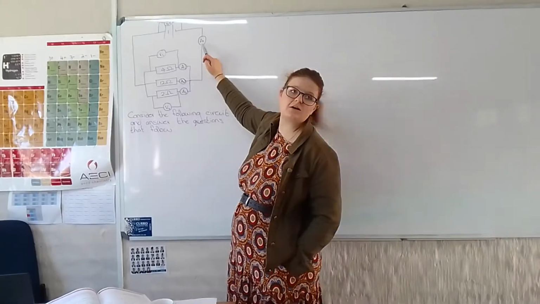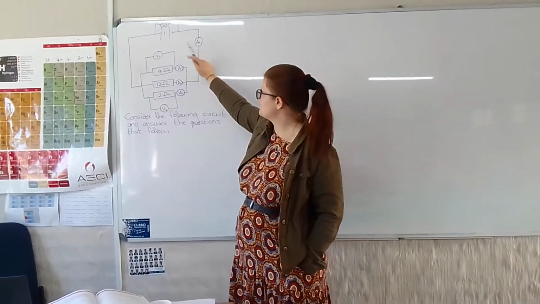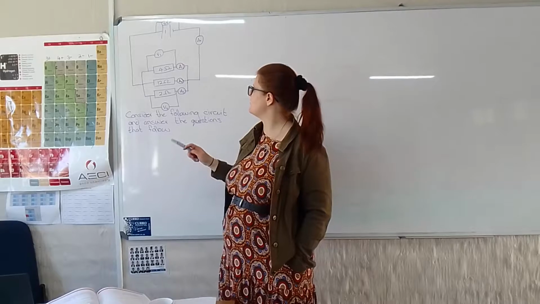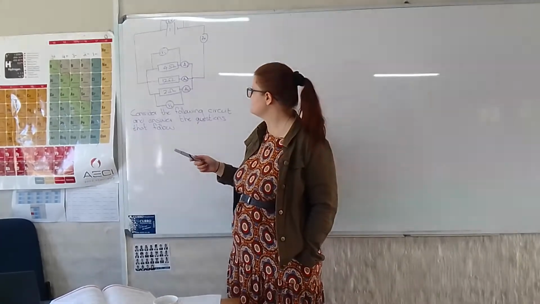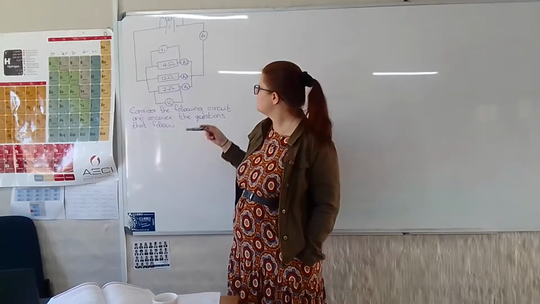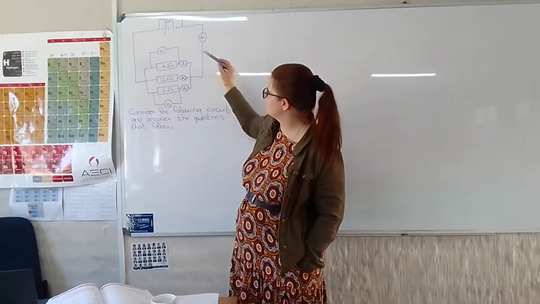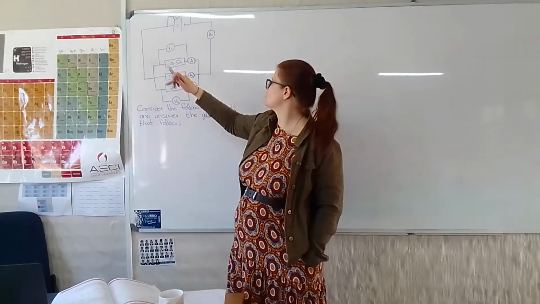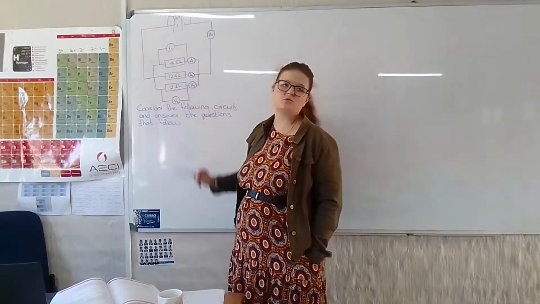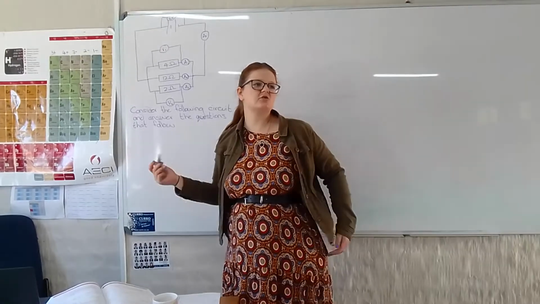We have an ammeter over here without a reading on it. We have a voltmeter over here and a voltmeter over here. One is over the 4 ohm resistor, one is over the 2 ohm resistor. Neither of them have readings. We have 3 ammeters, one for each of the resistors. None of them have readings. And then we are given a 4 ohm resistor, 12 ohm resistor, and a 2 ohm resistor. So that is the circuit we're given.